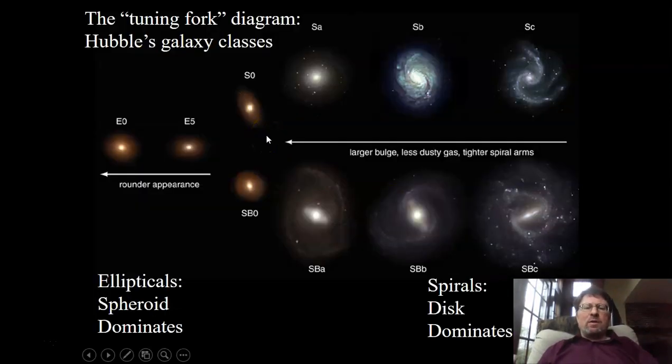So Hubble first made this so-called tuning fork diagram. And when he first wrote it down, he was hoping that this diagram would be to galaxies and galaxy evolution what the Hertzsprung-Russell diagram was to stars and star evolution. And so the idea here is that you have elliptical galaxies over on the left. This number 0 to 5 is representing how round the galaxy is. As you go to E5, E4, E3, E2, E1, E0, you get to rounder and rounder elliptical galaxies. And then over here we have the spirals and then the barred spirals.